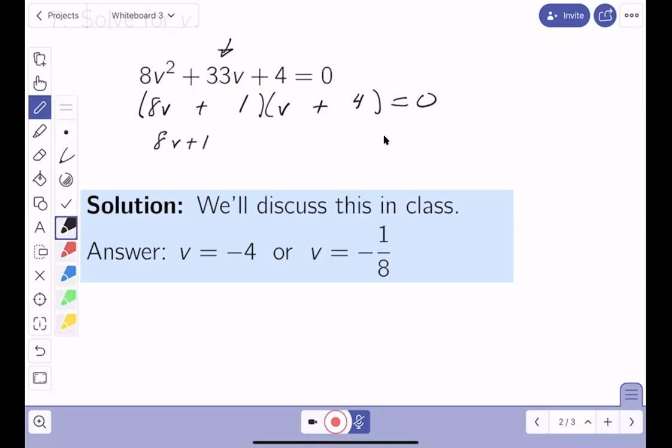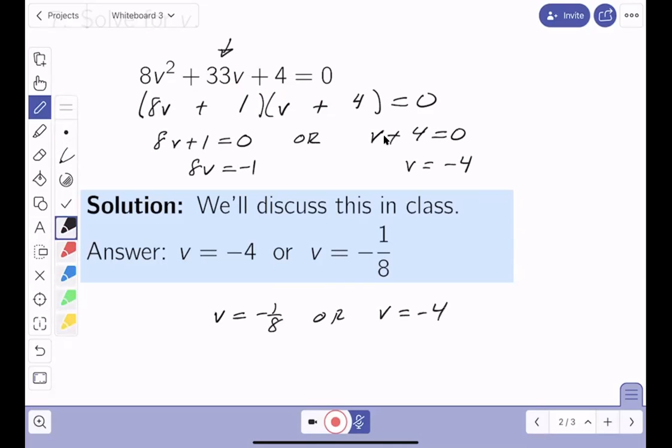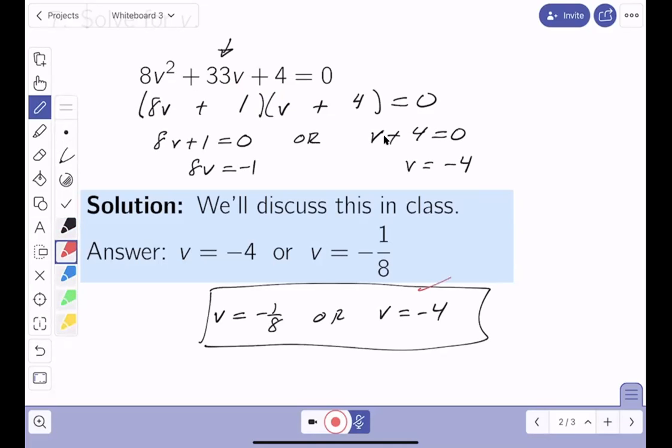8v plus 1 equals 0, or v plus 4 is equal to 0. Well, 8v would be minus 1. V would be minus 4. All right, we'll check these later. And I'm looking at it. If 8v equals minus 1, v would equal minus 1/8. Or, well, v equals minus 4. Okay, put a box on it. I want to claim that in the answer key, you'll see those answers as well. But I still want to check it.